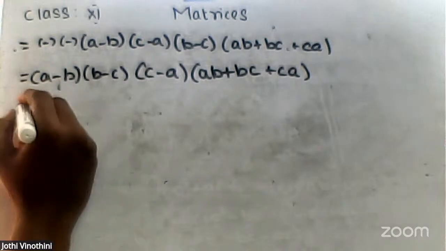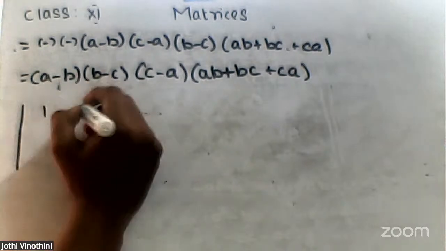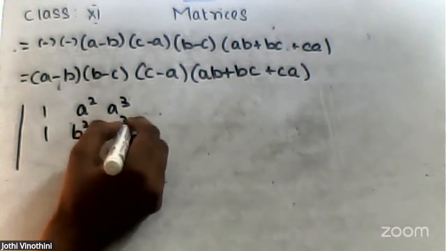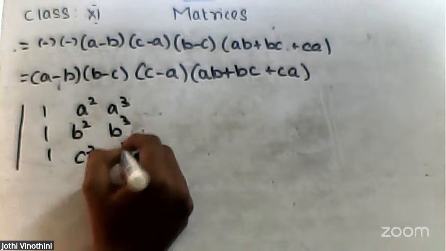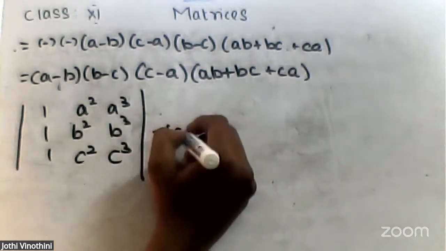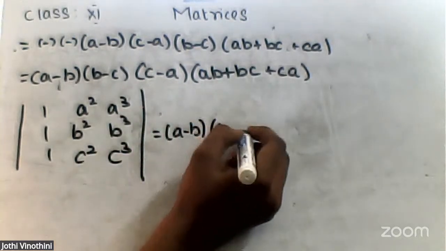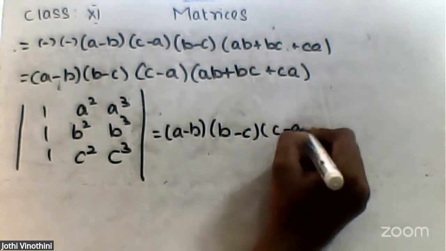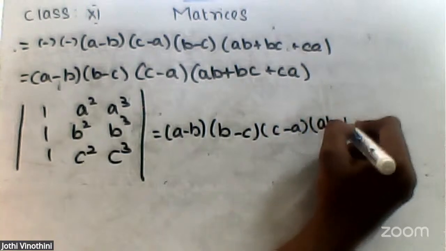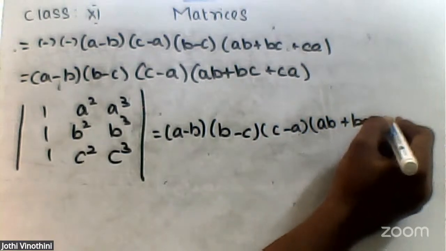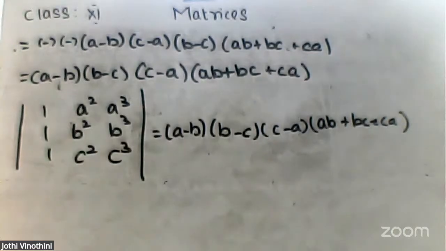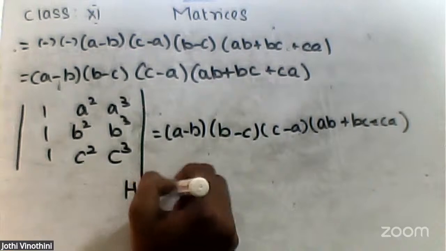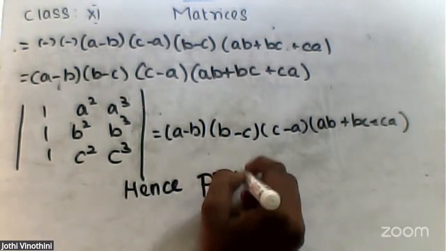Right. So I can write now here is 1, a squared, a cube; 1, b squared, b cube; and 1, c squared, c cube. Right? Is equals a minus b, b minus c, and c minus a multiplied by ab plus bc plus ca. Right? I have to prove this. We proved it, right? So we can finally conclude the sum by writing hence proved.